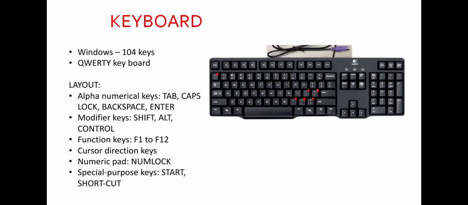Keyboard is an input device for a computer system. The basic PC keyboard layout has 104 keys. Computer keyboards usually begin with QWERT, and it was designed for typewriters. In this keyboard, frequently used letters were spread apart so that it will be easier to type. Keyboard layout is made up of alphanumeric keys, modifier keys, function keys, cursor direction keys, numeric pad and special purpose keys.